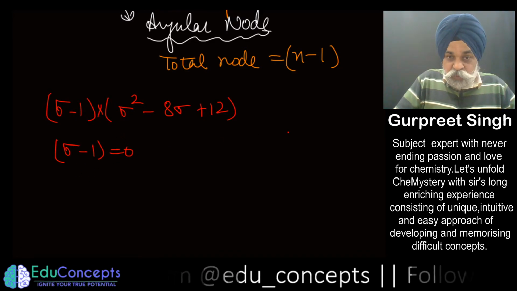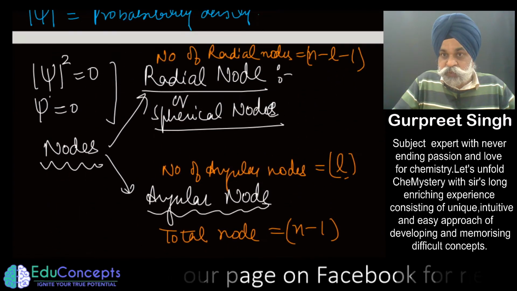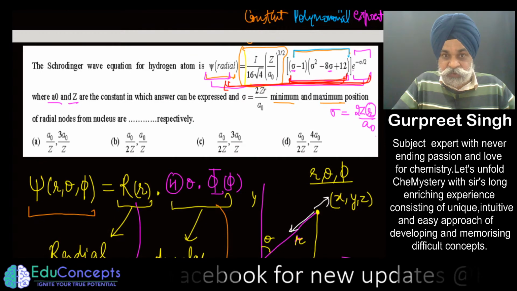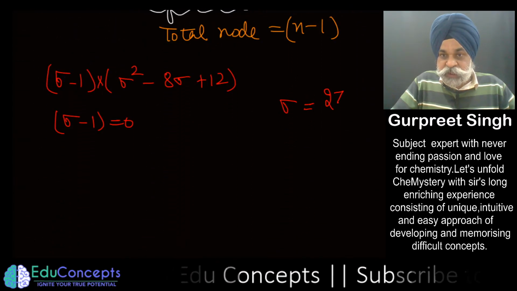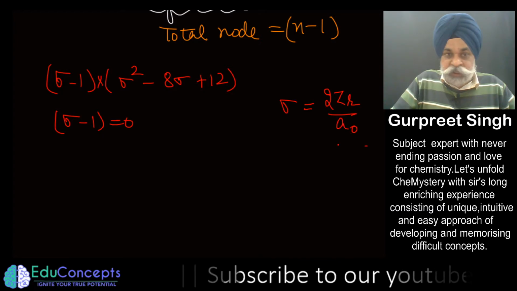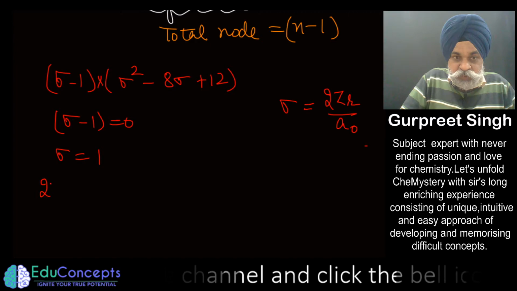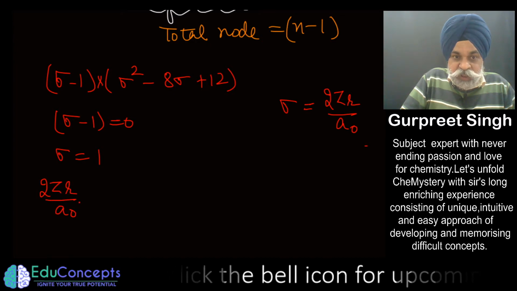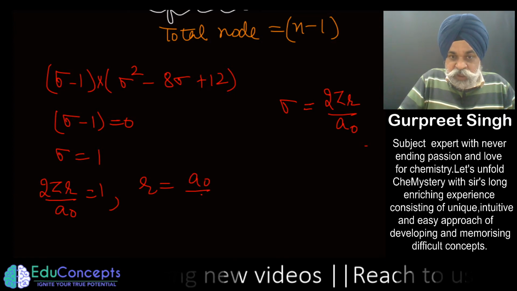Now what is delta according to this equation? Just check this out. It is 2zr upon a naught. So if I make delta equal to 1, this means 2zr upon a naught is equal to 1. For that matter, r is equal to a naught upon 2z.